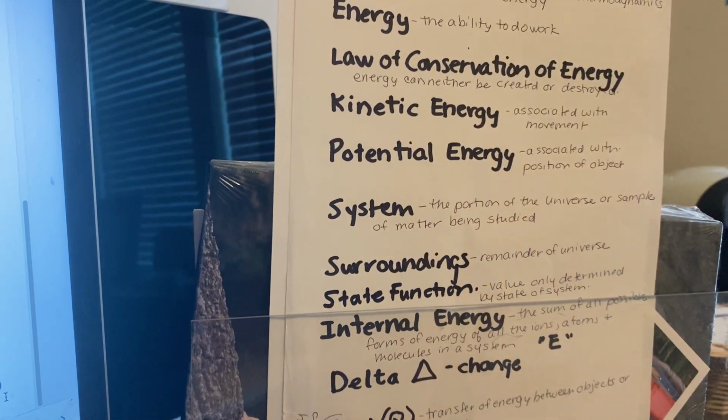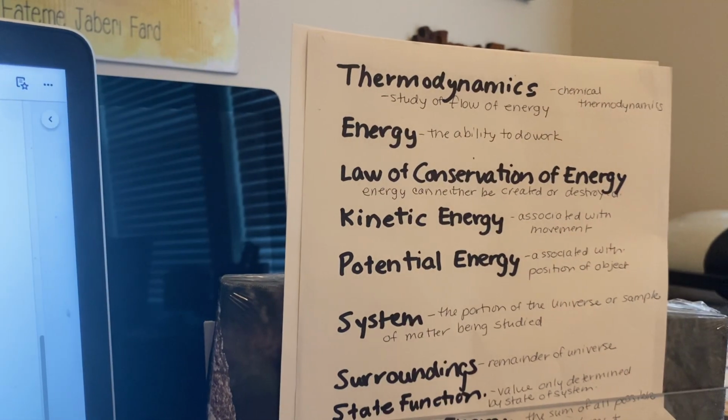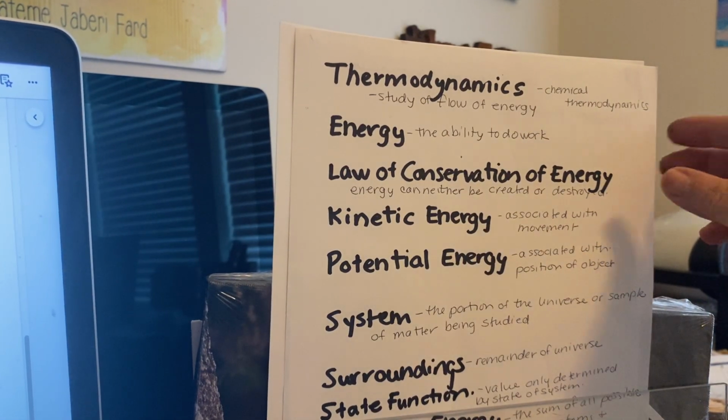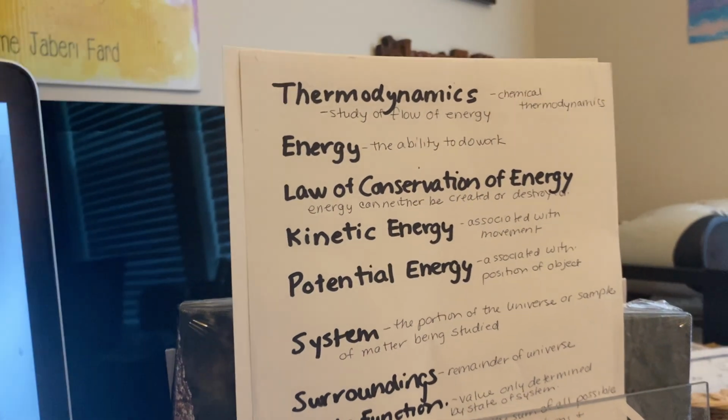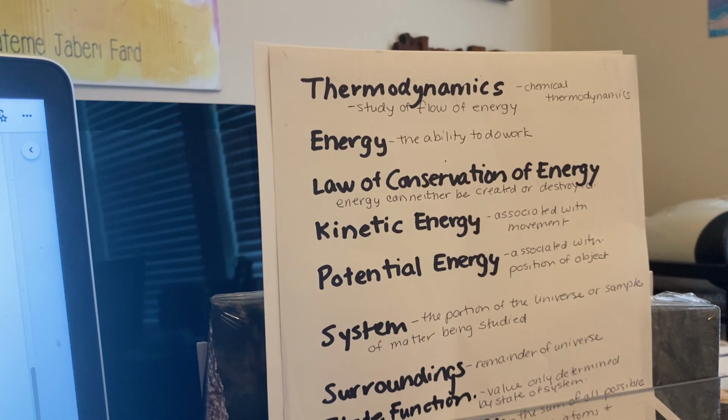But here I want to focus on this instead. So this is what you need to know here. These are the words you need to know. What is thermodynamics? The chemical flow of energy. That's what we're studying. And now we're having chemical, so it's called chemical thermodynamics. That's a test question. Energy, what is energy? The ability to do work, right? That's another word you need to know. The law of conservation of energy is that energy cannot be created or destroyed. That's a God thing, right?